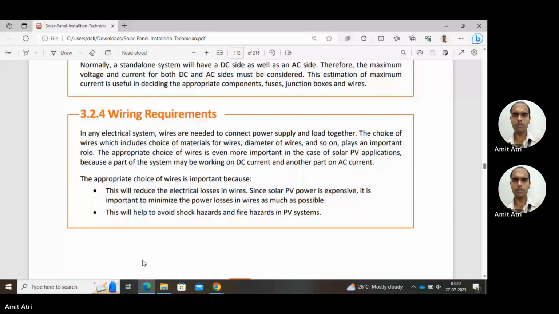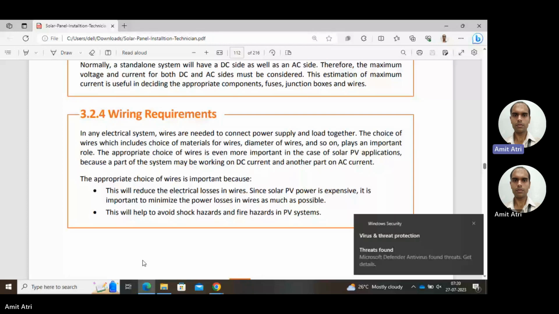Now, if we want to run a load, we have to transfer the power through wires. So the choice of wires includes the choice of material for the wire, which is the first thing, and another thing, the diameter of the wire. That plays an important role, and we will discuss how. The appropriate choice of wire is even more important in the case of solar PV application.